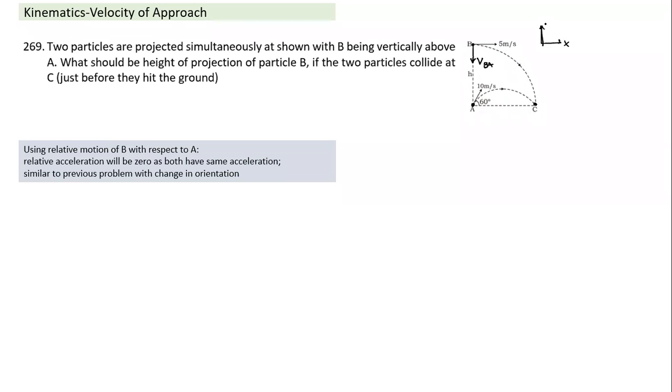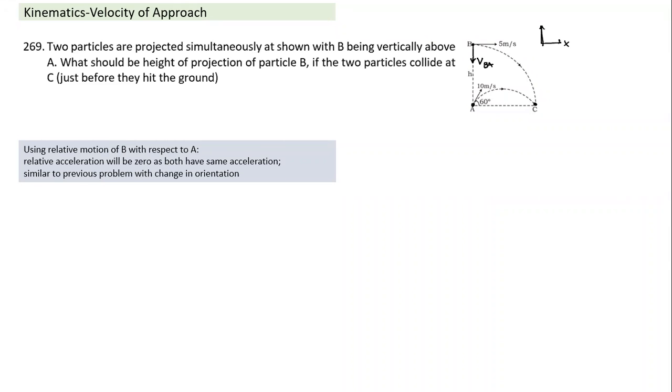It means the x component of VBA should be 0. It means the x components of the two velocities should be equal. So earlier when the points were along the x-axis, y components had to be equal. Now since the points are along the y-axis, x components have to be equal. That's the important point. The only thing is it's similar to the previous problem, with a change in orientation. And both have the same acceleration.